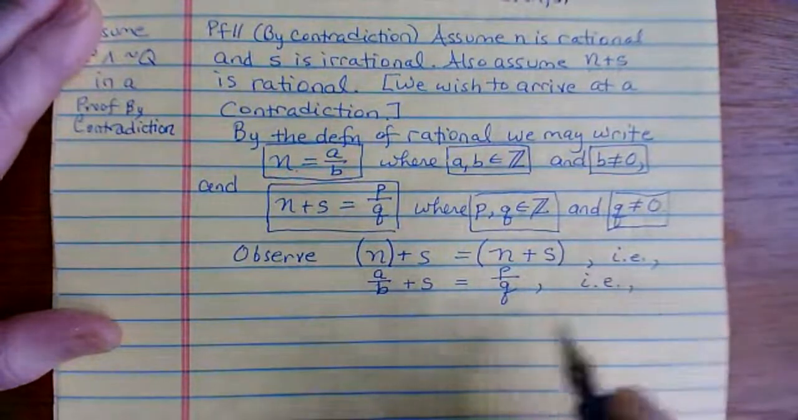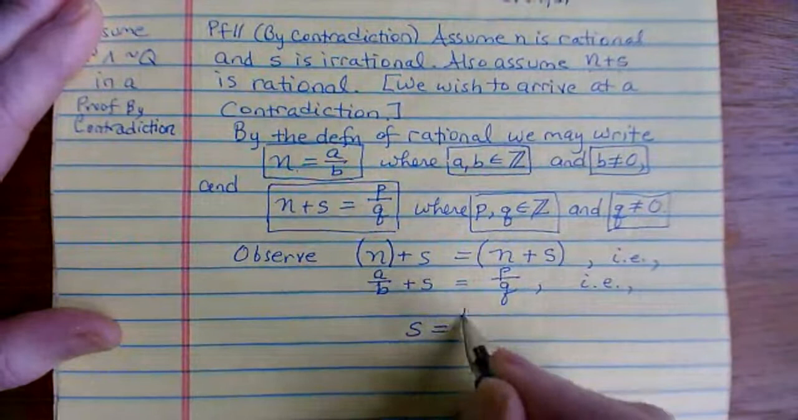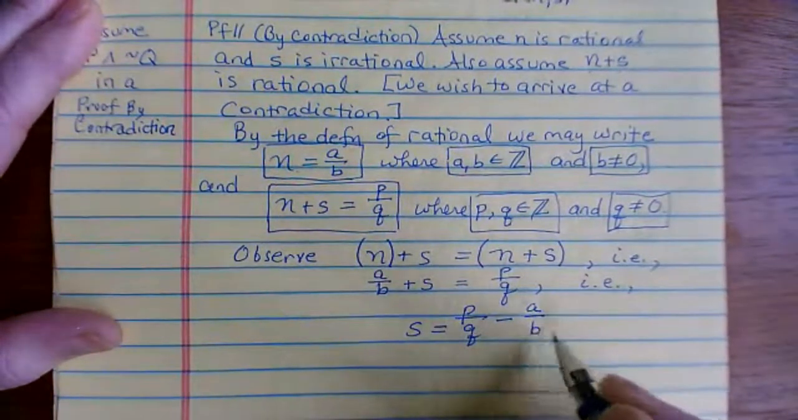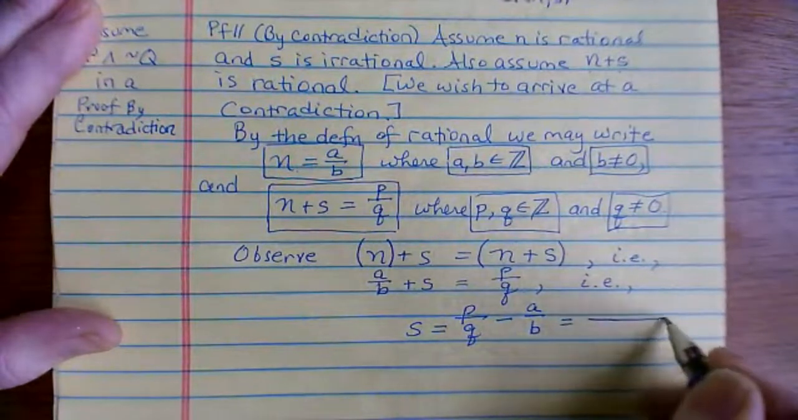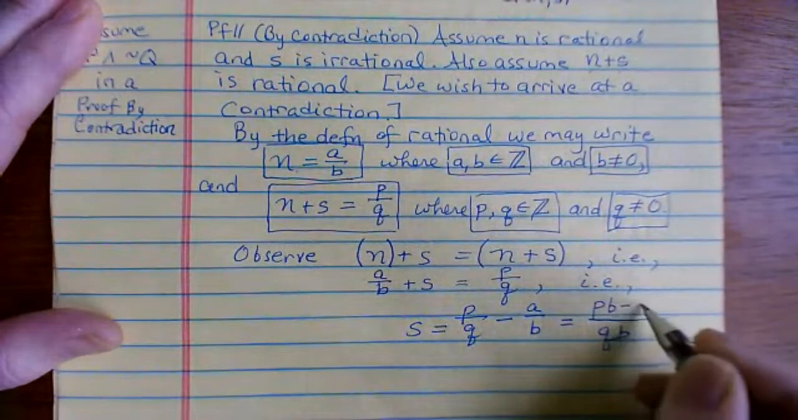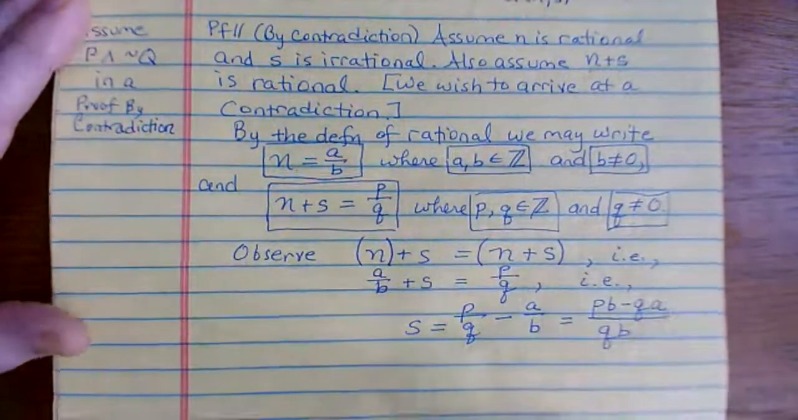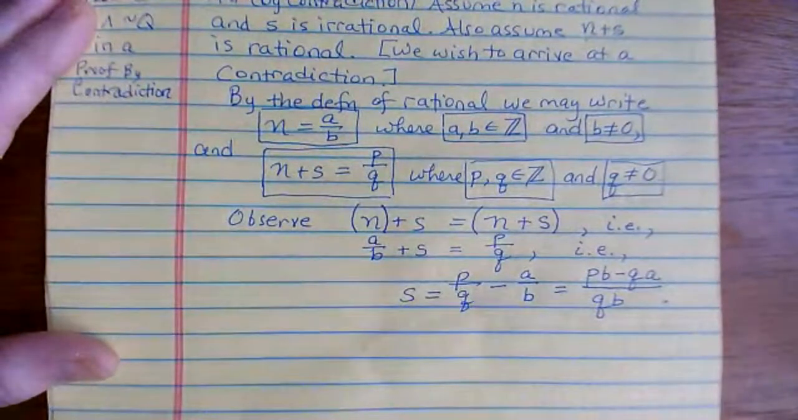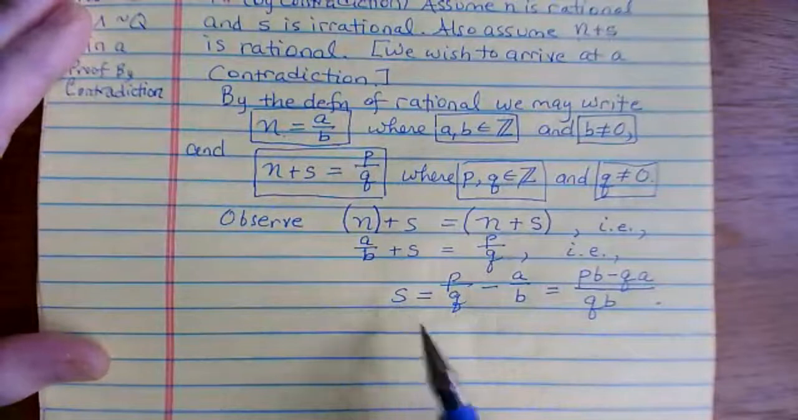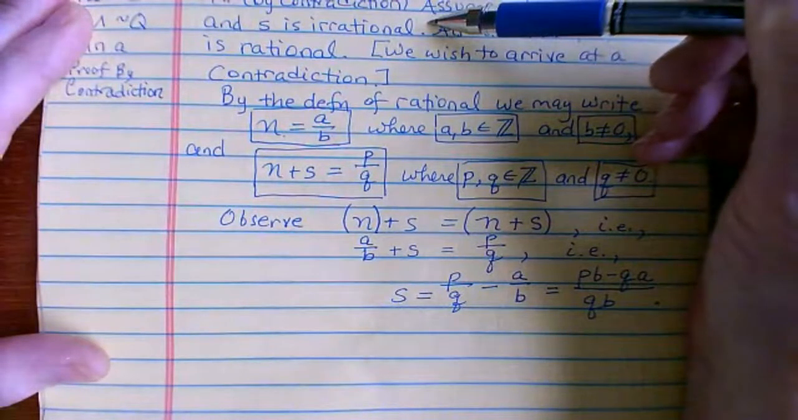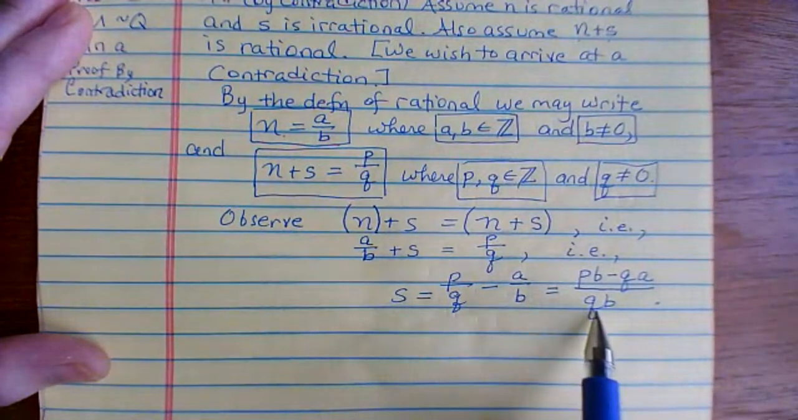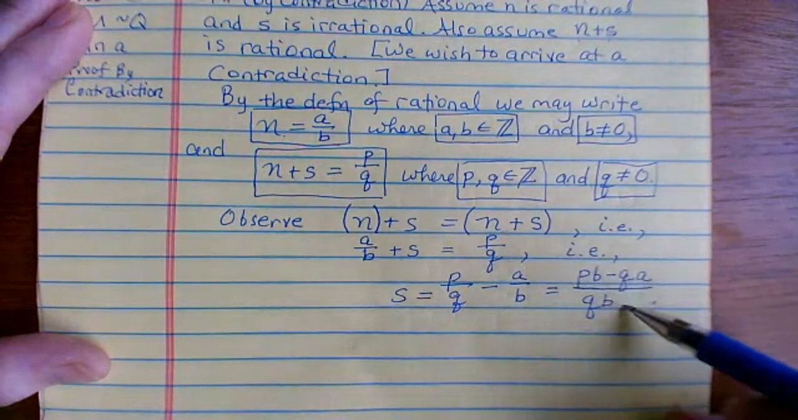But let's solve for S. What is it? It's P over Q minus A over B, which of course, getting a common denominator of QB, is PB minus QA over QB. And let's take a breath there. Our plan is to show that S is rational, to contradict our assumption that S is irrational. We're at part 1 of the definition of rational. We have written S as a quotient.